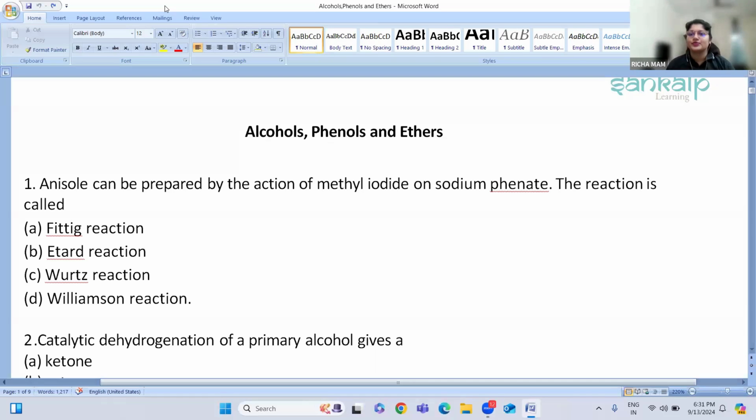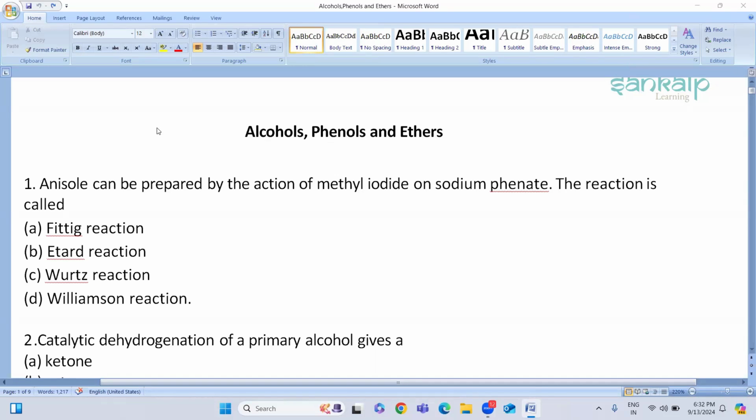So today we are going to start with the next chapter. This is a chapter from organic chemistry, that is alcohols, phenols and ethers. We have already discussed this in our ACE classes: what are alcohols, what are phenols, what are ethers. We have studied everything in detail, the preparation, physical properties and chemical properties.